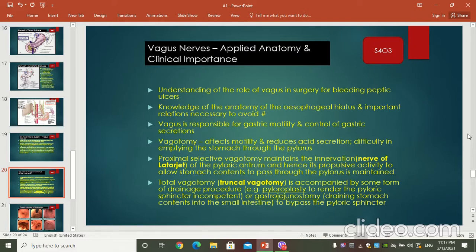This is because of the slow drainage after vagotomy, with decreased or sluggish movement of the stomach. So the emptying of the stomach is difficult. In order to enhance drainage, we do either pyloroplasty or gastrojejunostomy.